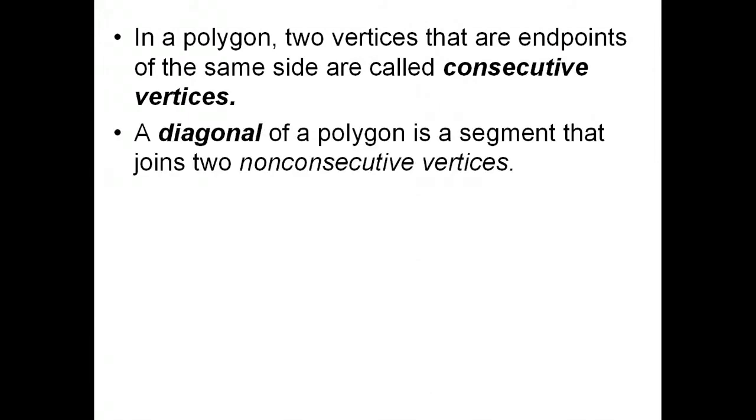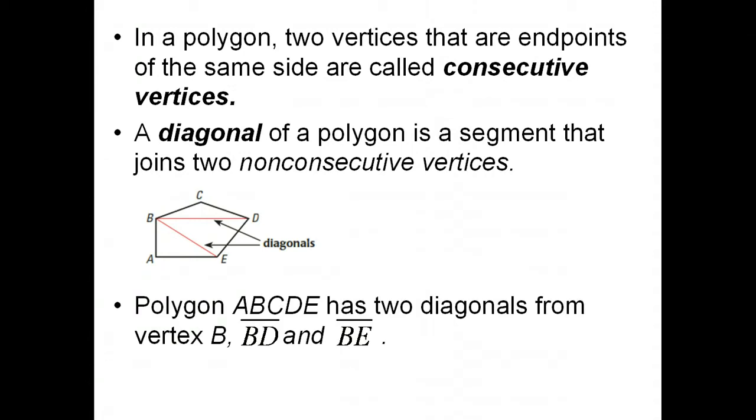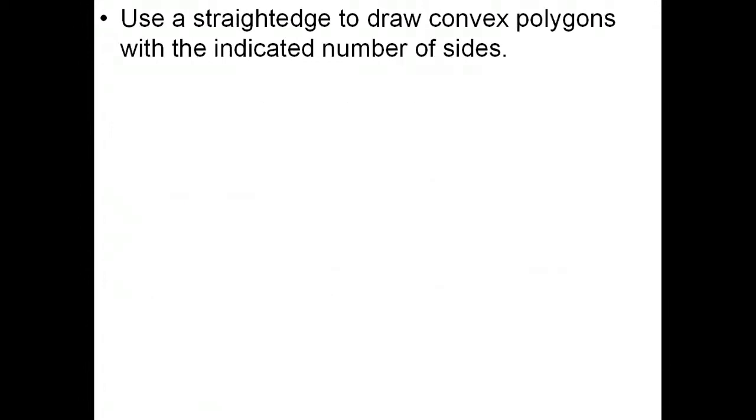And a diagonal of a polygon is the segment that joins two non-consecutive vertices. So in this case, if I look at polygon ABCDE, what I notice is that connecting A to B gives me a side of the polygon, and from B to C gives me a side of the polygon. But BD and BE are called diagonals of the polygon. When I connect two non-consecutive vertices, it forms diagonals.